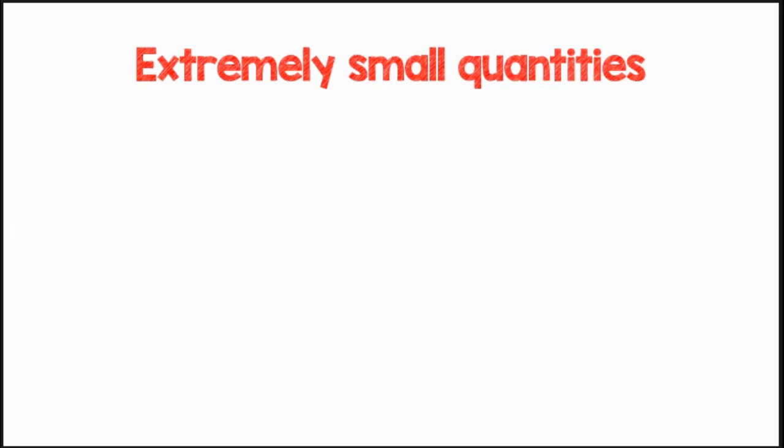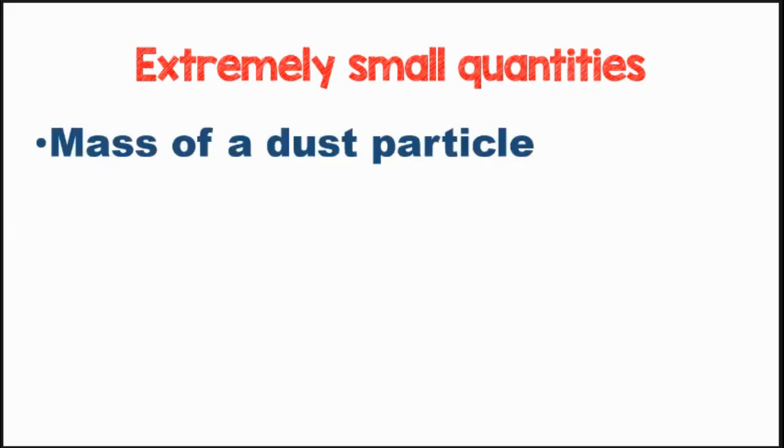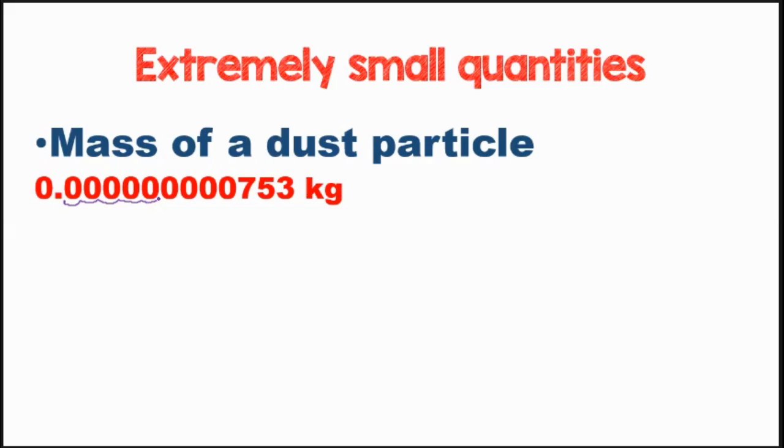Now let's go to extremely small quantities. Mass of a dust particle. It is given by this number. So let's make A greater than 1 but less than 10. So let's move our decimal place and units to the right. This is our decimal point. 1, 2, 3, 4, 5, 6, 7, 8, 9, 10. So we moved 10 decimal places. We have 7.53 now. Times 10, of course.